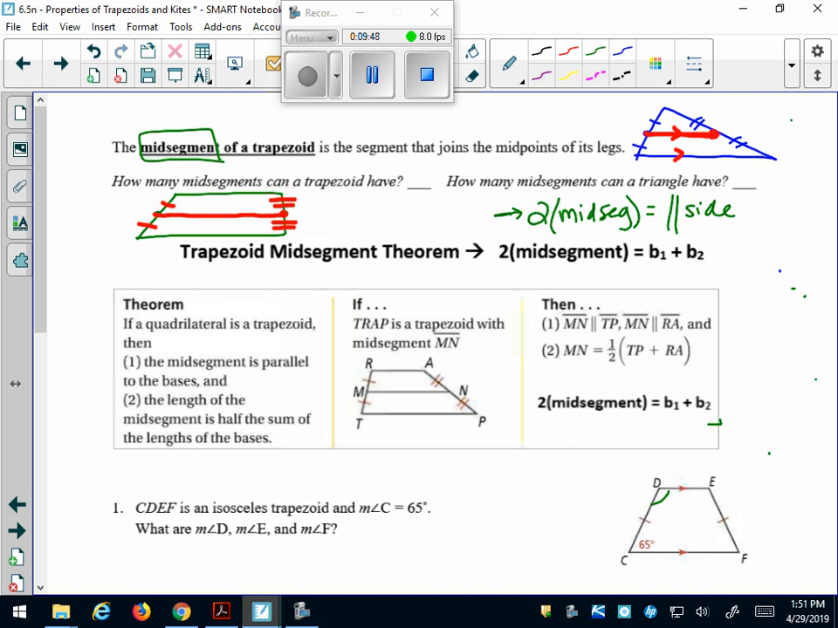Now, this is only in triangles, right? Mid-segment of triangles. How many mid-segments can a triangle have? Yeah, there were 3 that we could draw. 1, 2, 3. How many midsegments can a trapezoid have? Only 1. So there is a relationship similar to with triangles, but with a trapezoid, the midsegment of a trapezoid basically equals the average of the 2 bases.